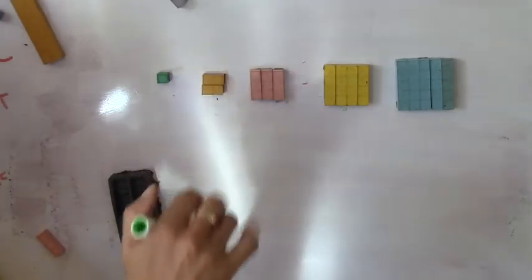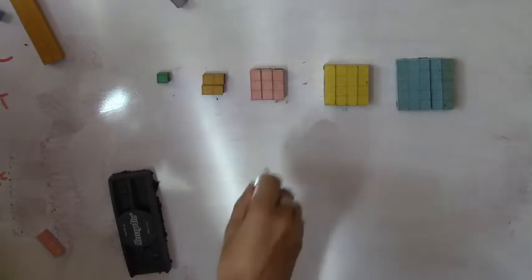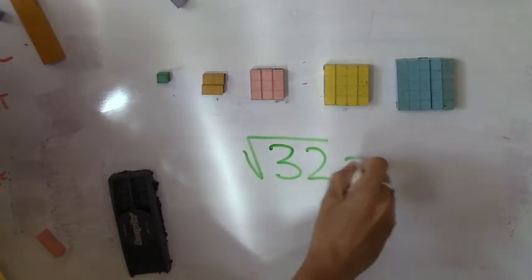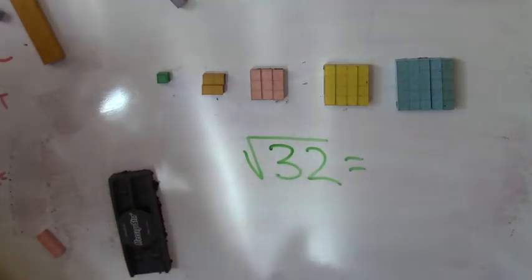Yep. Alright. So now, let's say I'm changing the number, and I have 32. And I want the square root of that. What's that going to be? Square root of 32? Yeah. 5.656. Yeah, there you go.